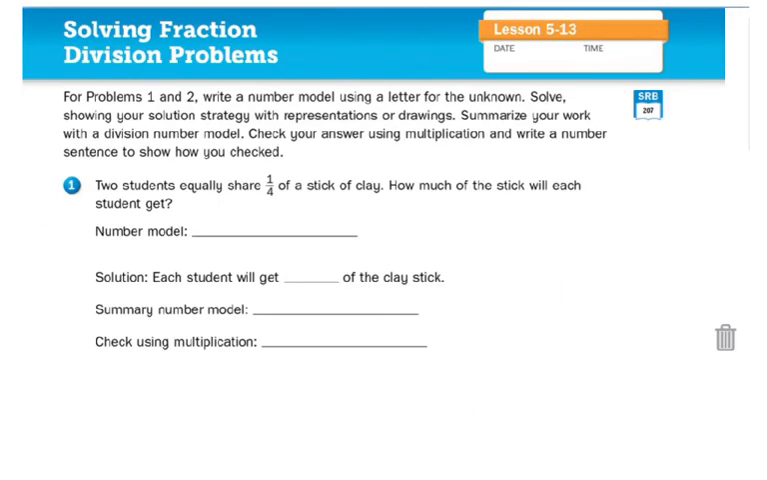Let's go ahead and move into our math journal. We'll be on page 188. Solving fraction division problems. For problems 1 and 2, write a number model using a letter for the unknown. Solve, showing your solution strategy with representations or drawings. Summarize your work with a division number model. Check your answer using multiplication and write a number sentence to show how you checked.